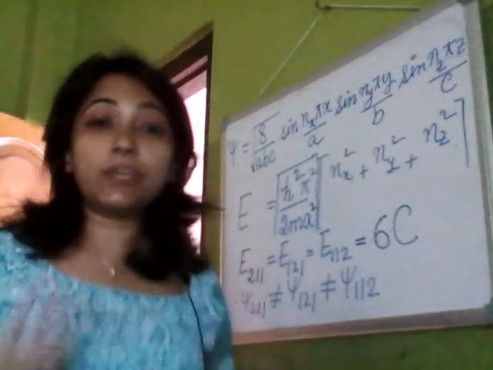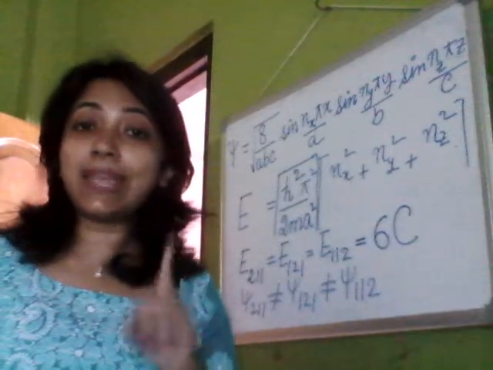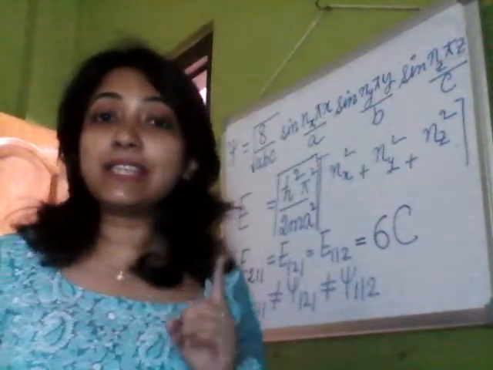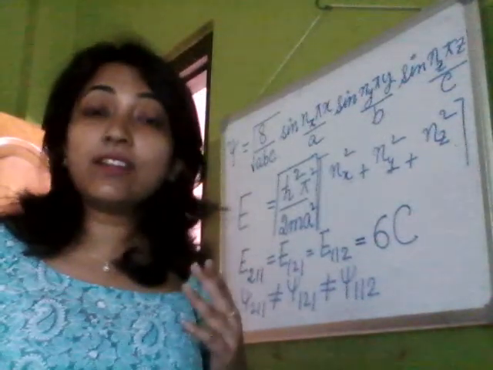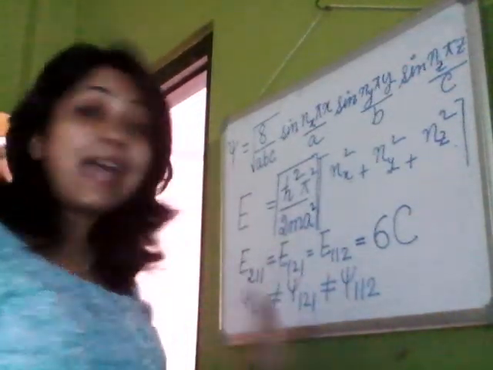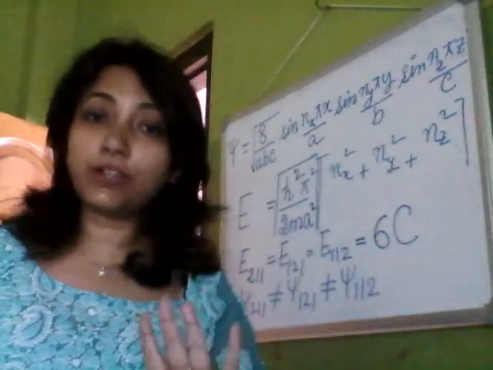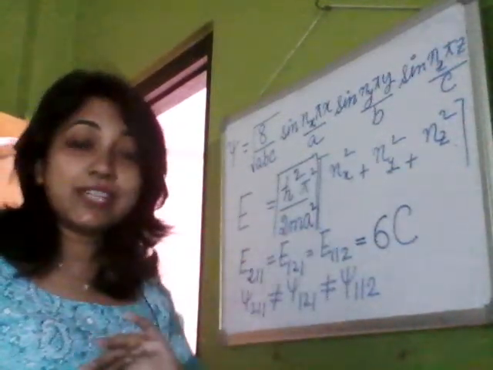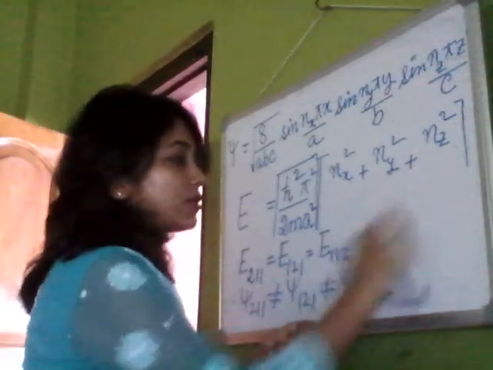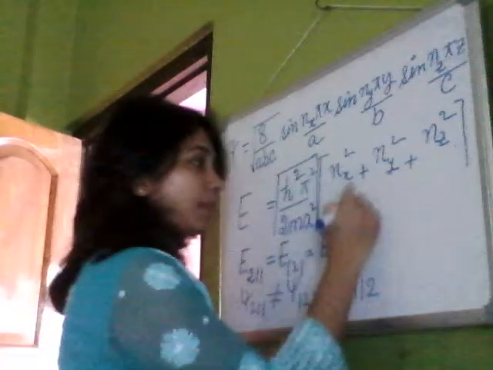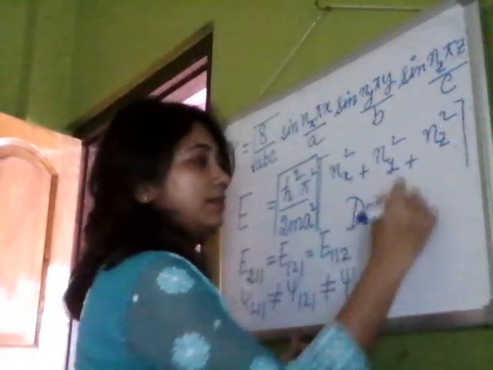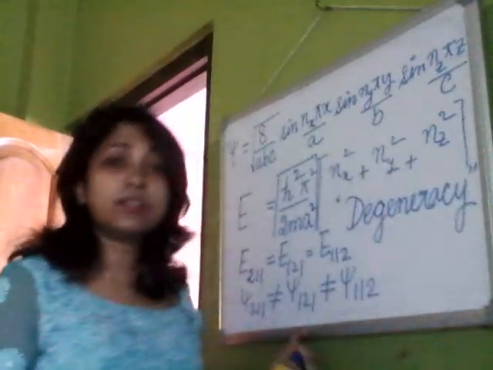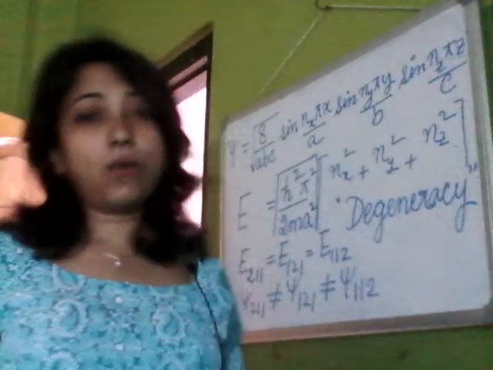And this particular situation where more than one state can have the same value of energy is called degeneracy. I will repeat once again, children. Whenever a situation arises where more than one state, when I say state, I mean the wave function, has a single value of energy, this situation is called degeneracy. And this is a very, very important term or concept in our quantum mechanics.